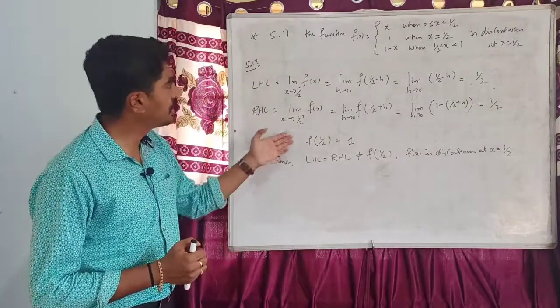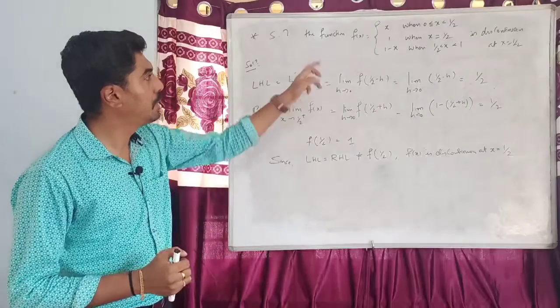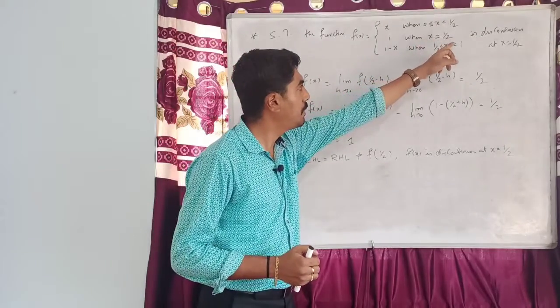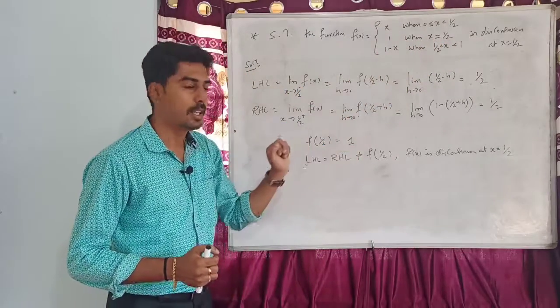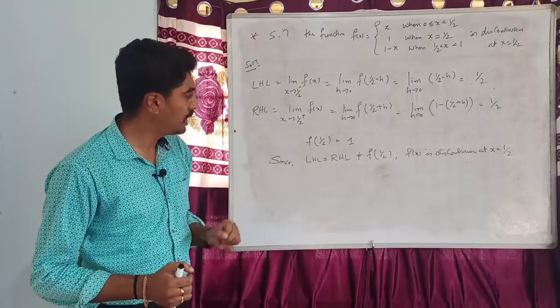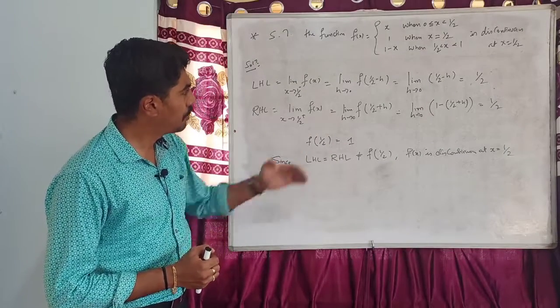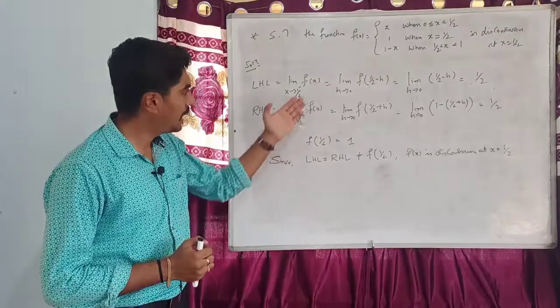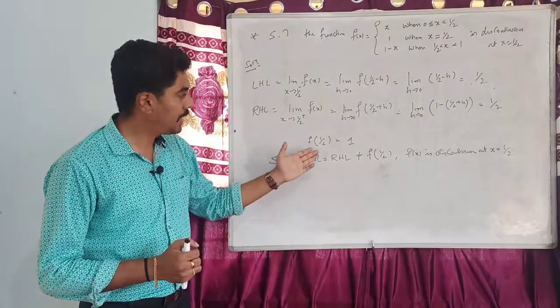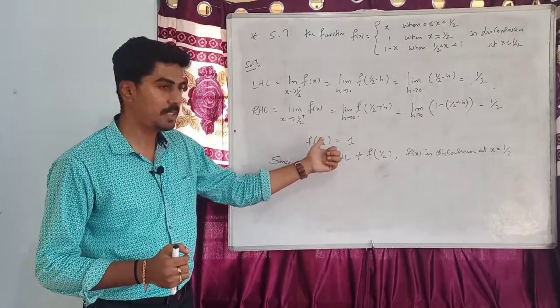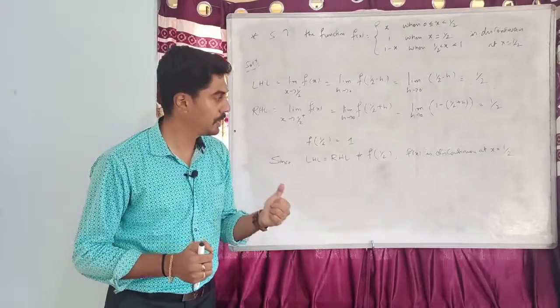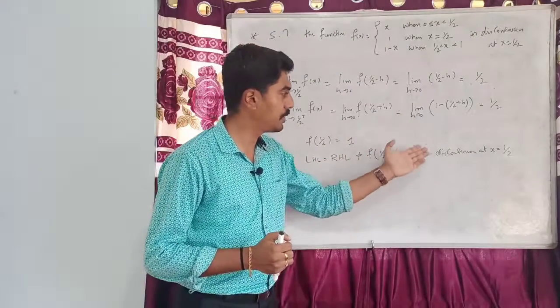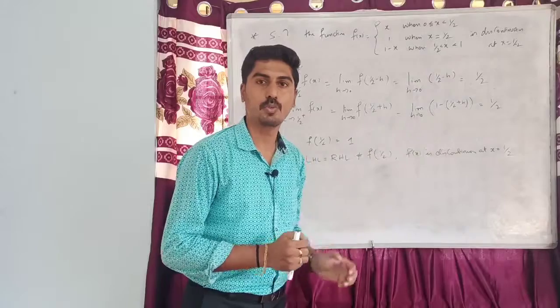And finally, let us consider f of 1 by 2. By the definition, f of 1 by 2 is equal to 1. So we have f of 1 by 2 equal to 1. If you compare these three, LHL equal to RHL, but they are not equal to 1. That is, they are not equal to f of 1 by 2. And therefore, f of x is discontinuous at x equal to 1 by 2.